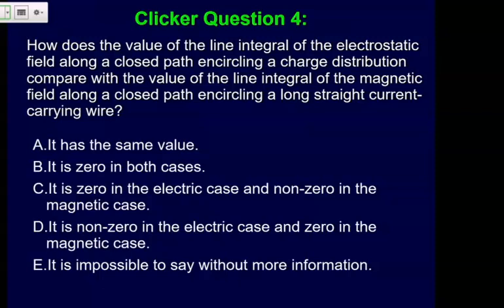This is kind of a technical one. Let's look at this one here. How does the value of the line integral of the electrostatic field along a closed path encircling a charge distribution compare with the value of the line integral of the magnetic field along a closed path, so the one we've just been looking at. So basically we're doing the line integral of the magnetic field, but what happened if we did the line integral of the electric field? So talk that over with your neighbors and see what you think.